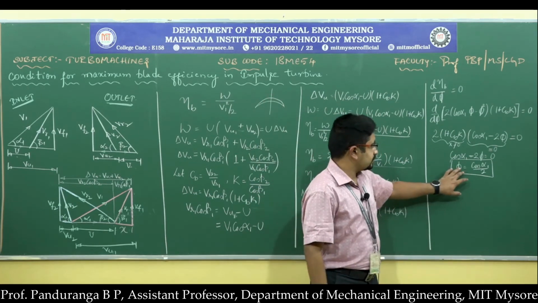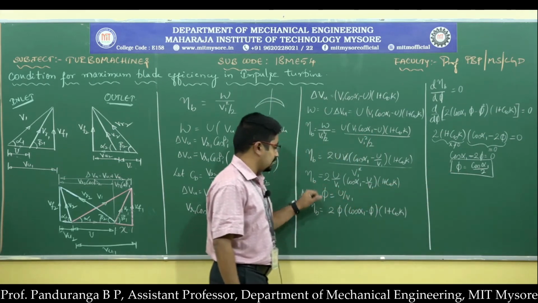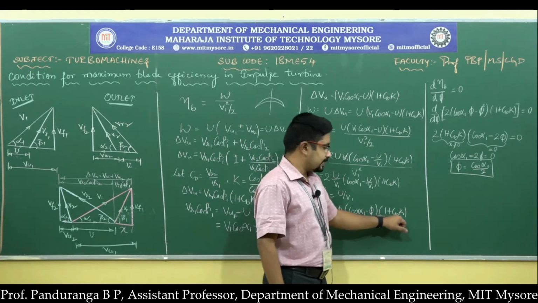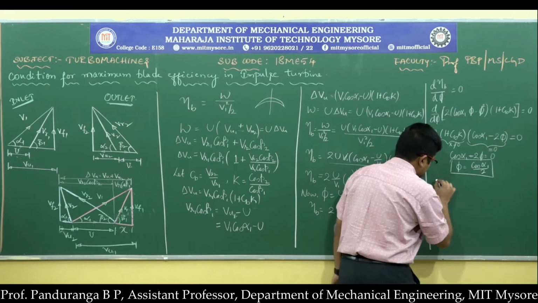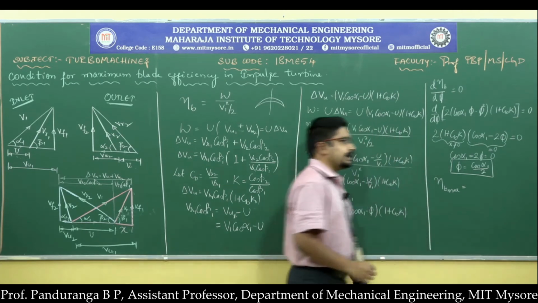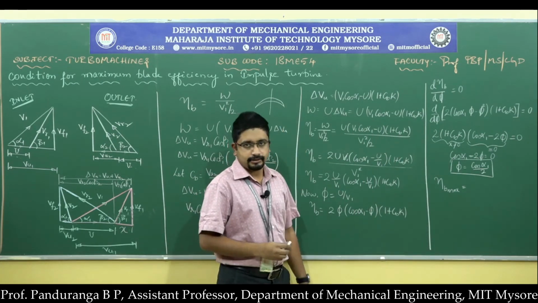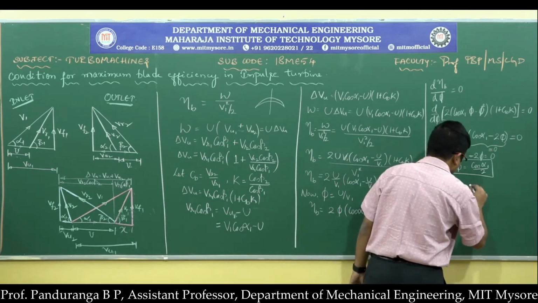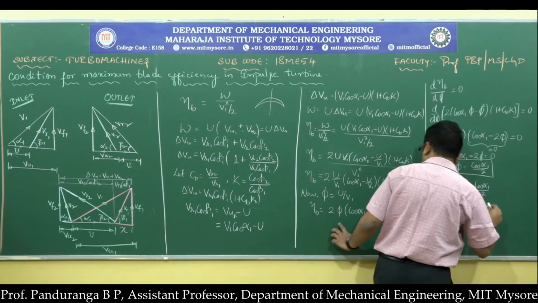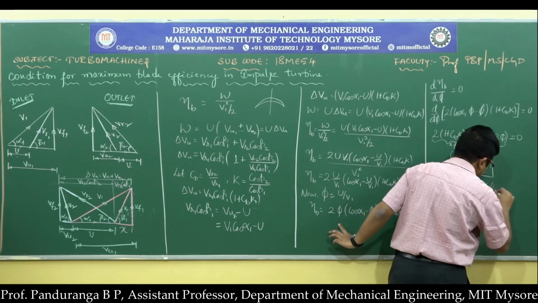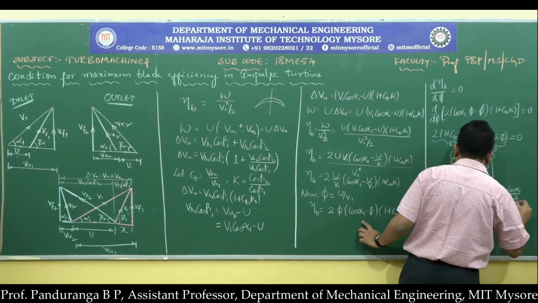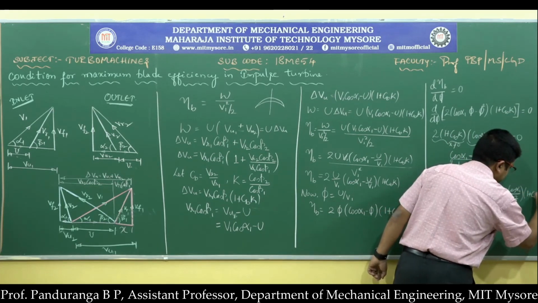So now let us substitute this condition in the blade efficiency equation, that is eta b equals 2 phi into (cos alpha 1 minus phi) into (1 plus Cb into k). Substituting that, I will get eta b max, because we are writing the equation for maximum blade efficiency. So eta b max will be equal to 2 into cos alpha 1 divided by 2, in place of phi, multiplied by (cos alpha 1 minus cos alpha 1 divided by 2, here we have phi) into (1 plus Cb into k).